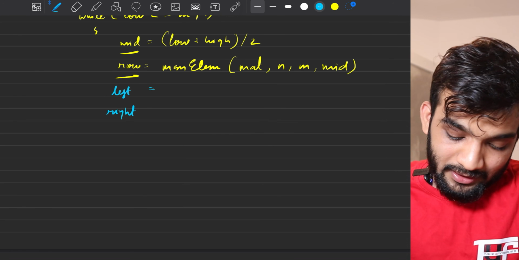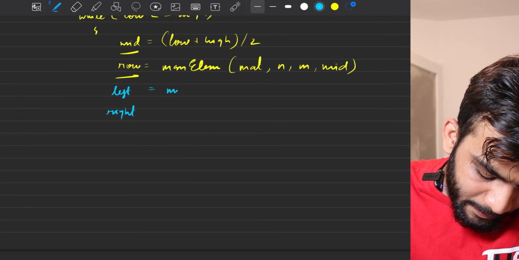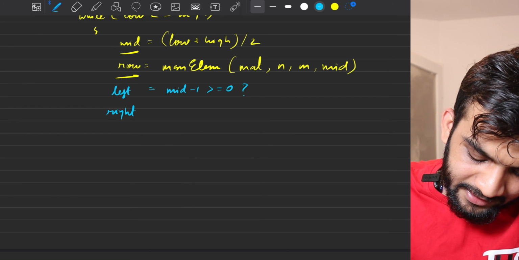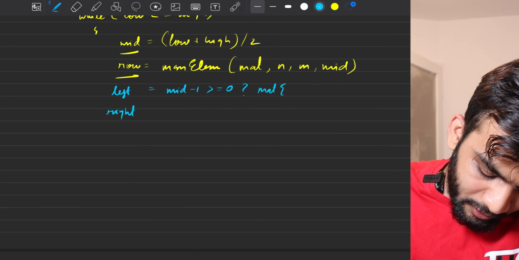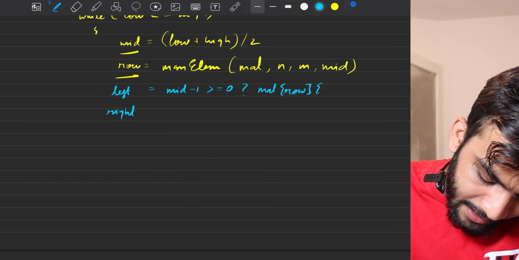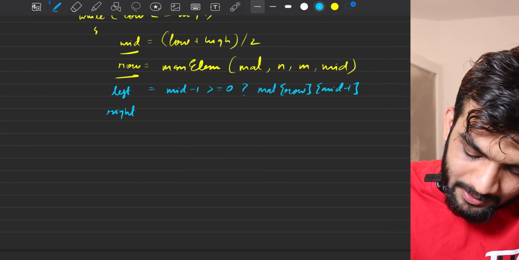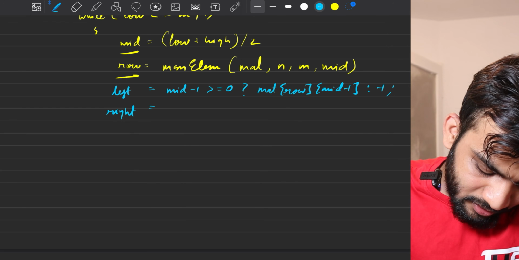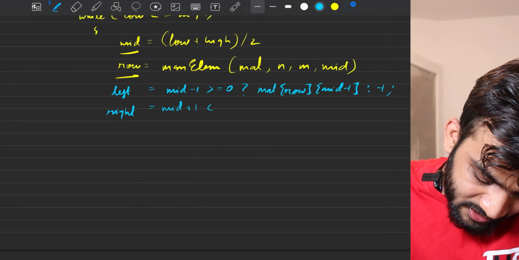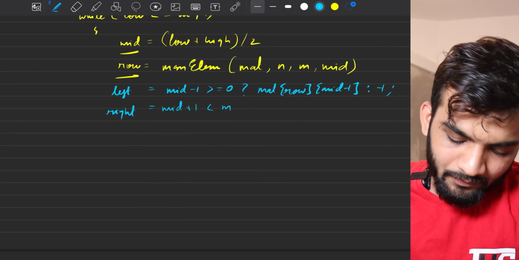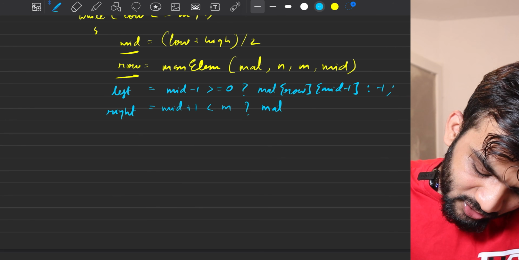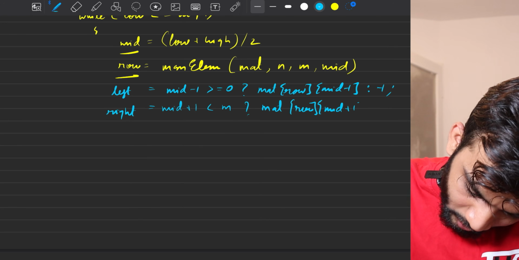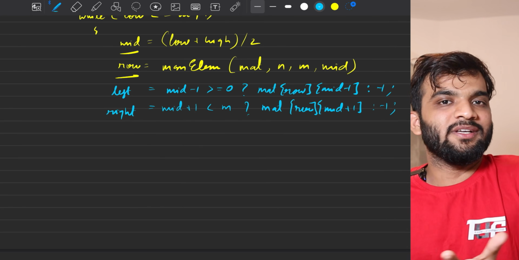For the left, if mid minus 1 is greater than 0, I can easily take the left to be whatever row we are at and mid minus 1, or else we can simply say minus 1 because that's a small number. On the right, if mid plus 1 is still lesser than the boundary, we can take matrix of row of mid plus 1, or else on the outer part we will always take minus 1.